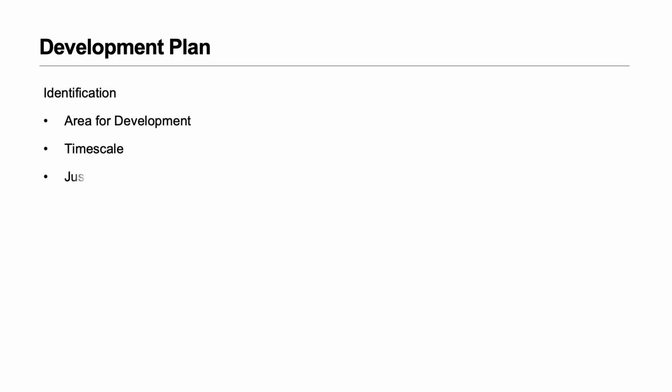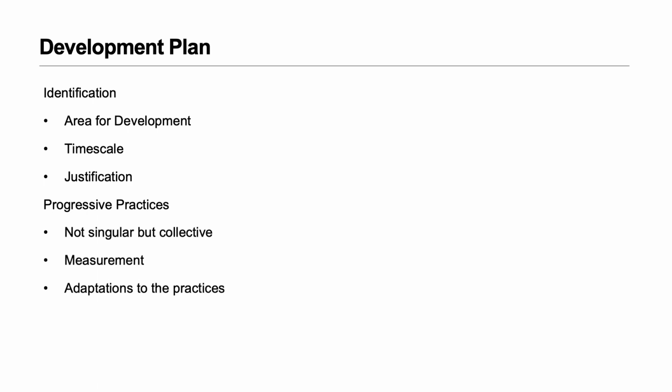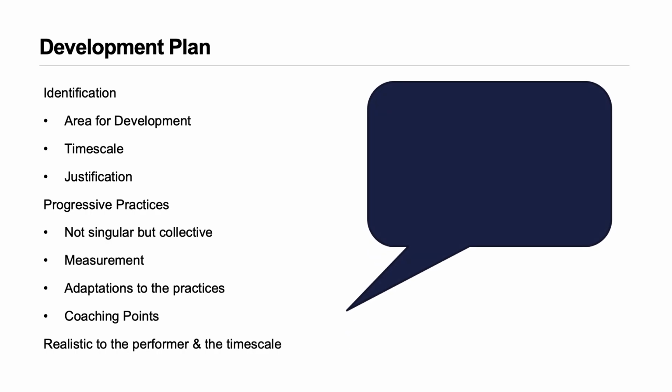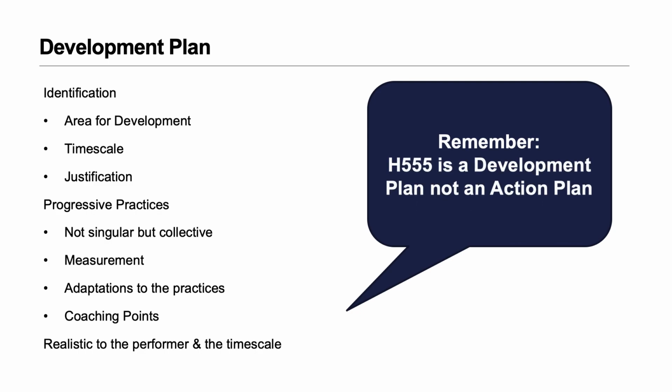Once your student has provided a detailed evaluation of the observed performance, they will move into the second phase of the response, the development plan. Here we are looking for them to identify an area for development and a specific timescale that they're going to use, to ensure that both of these have been clearly justified. They will then provide a range of progressive practices that have an element of measurement, adaptation, and coaching points applied. These combined will clearly improve the level of performance of that individual observed.